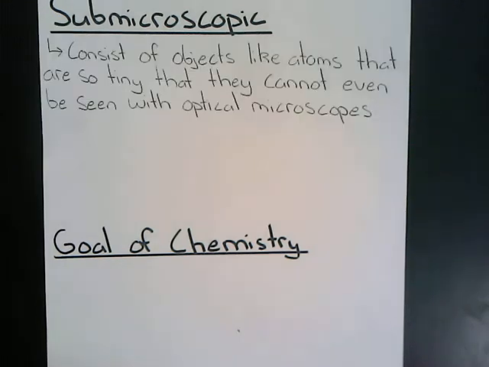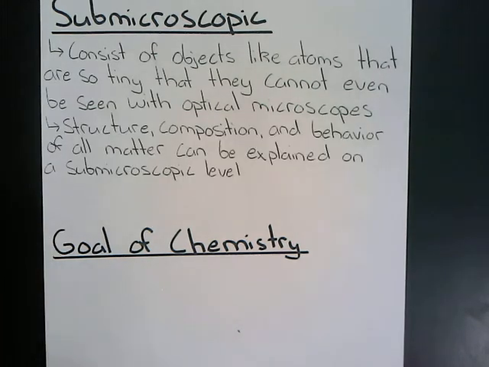Now, what's important for us is that the structure, composition, and behavior of all matter can be explained on the submicroscopic level. So a key takeaway with this concept of submicroscopic objects is this: all that we observed, that chemical reaction between acetic acid and baking soda, can be explained by the atoms that are contained within those two substances and the changes that they undergo.